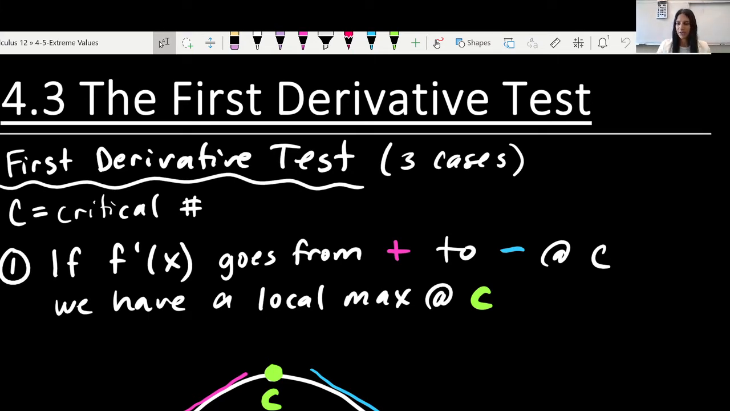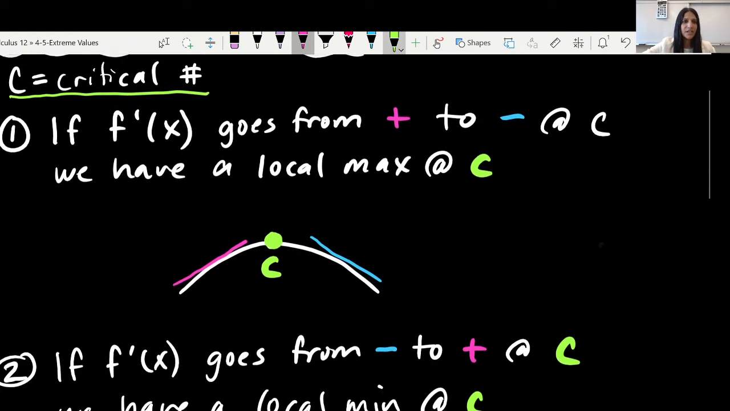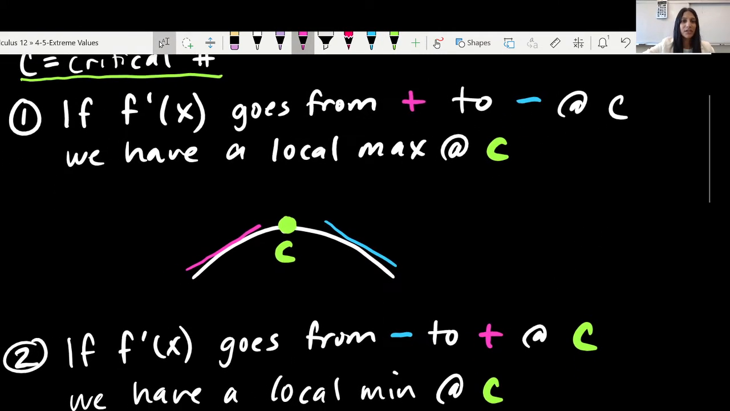I've already laid this out for you, but I think you'll find this is, as always, a review of what we did in the last few lessons. If we take a look at the first derivative test, there are 3 different cases, and I believe you know this from before. C is the critical number or critical value. In the first scenario, if the derivative f prime of x goes from positive to negative at the point C, at this point here, we have a local maximum.